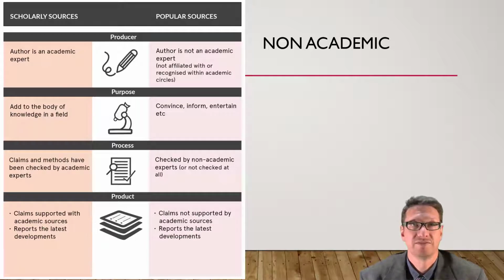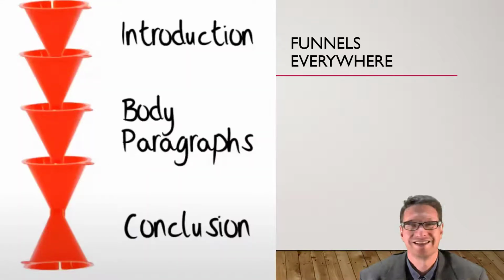The process: popular sources may be checked by an editor, but they don't go through the rigorous peer review process of academic writing. In terms of the product, you can write anything you want in popular sources. Claims do not have to be supported at all. But in engineering writing, any claim that you make needs to be supported, either by your own work or by the work of other people appropriately referenced. But just because it's non-academic writing doesn't mean you escape the funnels. The funnels are still everywhere.